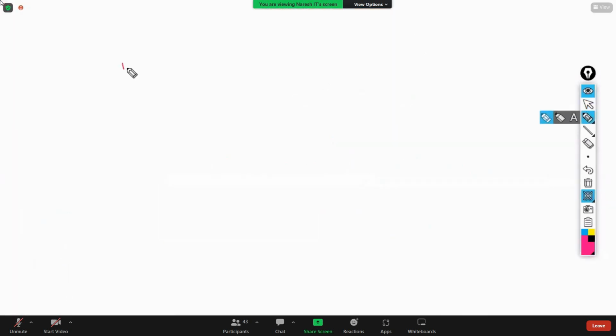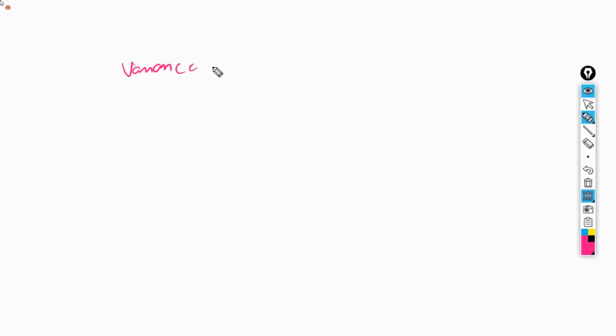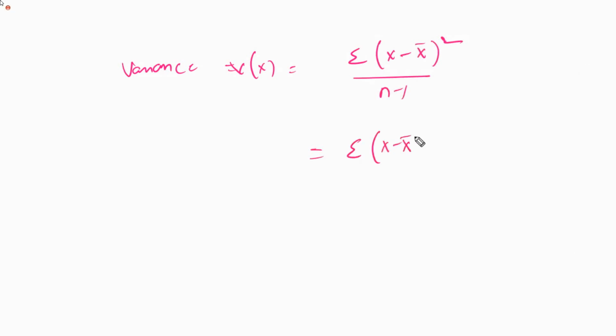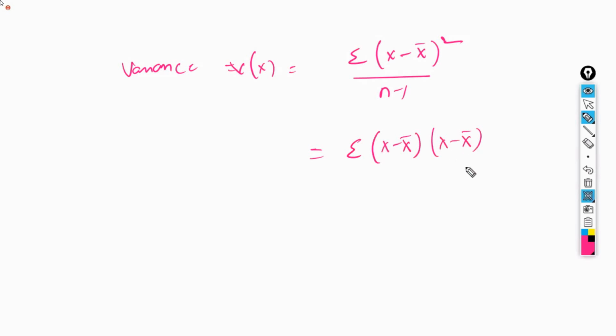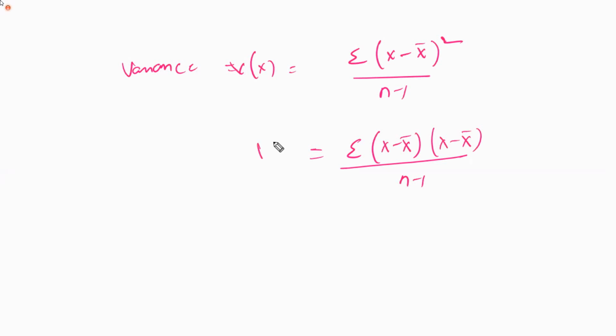We know what is meant by variance. Variance of x is given by sigma of (x minus x bar) whole square divided by n minus 1, for sample. If I write the same thing like this, (x minus x bar) into (x minus x bar), 2 times. Square is nothing but 2 times only, right? Divided by n minus 1. This is variance of x.